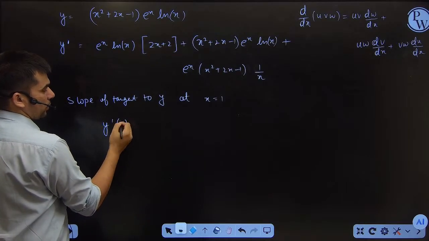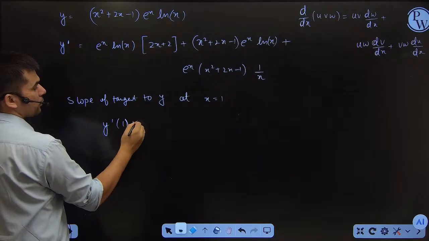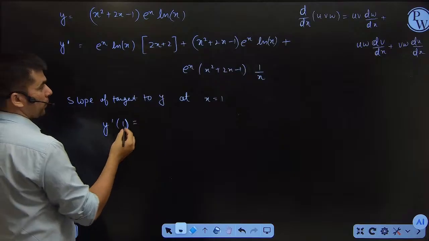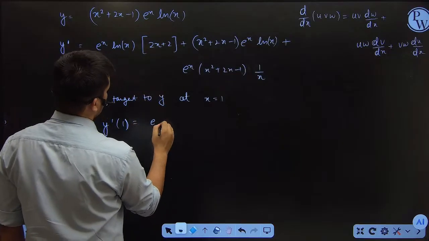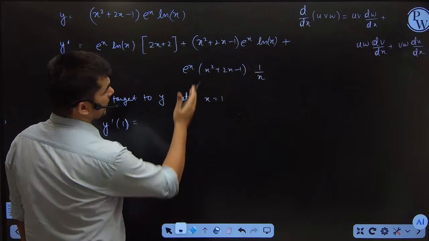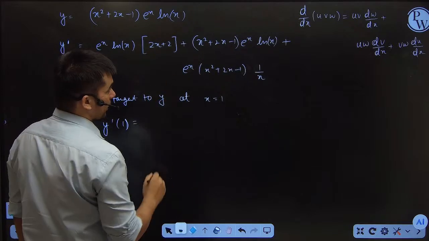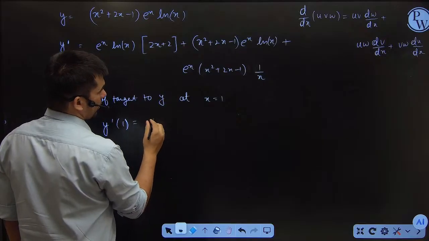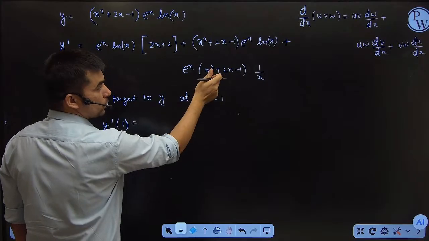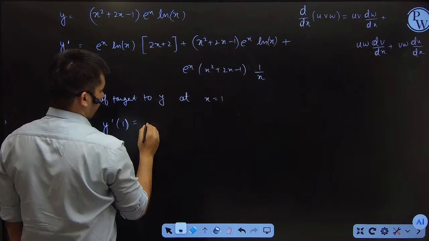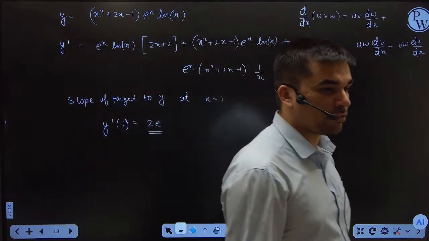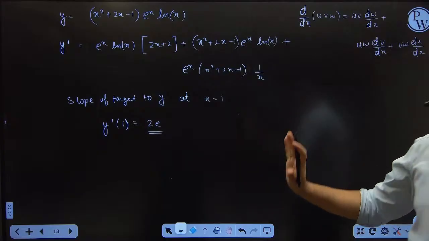Is y dash 1, okay, because y dash is again a function of x, no. So y dash of x, in place of that y dash of 1 you are going to write, is going to be how much? E ln 1 is going to be 0. So first term that way will be 0 only. Second term is also 0. Last term is only remaining. So how much is the answer coming out here? This term is how much? 1 plus 2 minus 1. That means 2. E and 1. So 2e is the answer. Okay. Slope of tangent to this graph at x is equal to 1 is going to be this much.